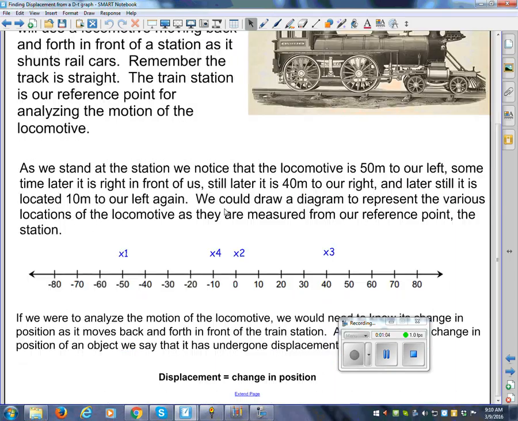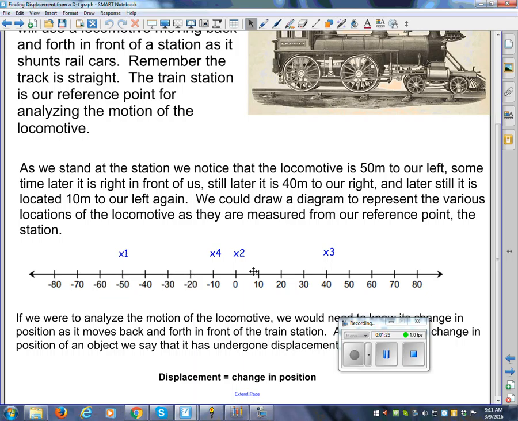As we stand at the station, we notice that the locomotive is 30 meters to our left. Sometime later, it's right in front of us, and still later, it's 40 meters to our right, and later still, 10 meters to our left again. It's moving back and forth. We could draw a diagram to represent the various locations of the locomotive as they're measured from our reference point, the train station. Do you have the X1, X2 on yours?